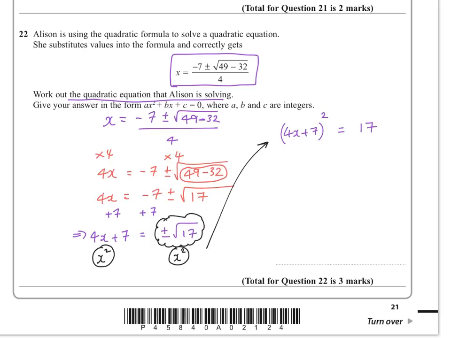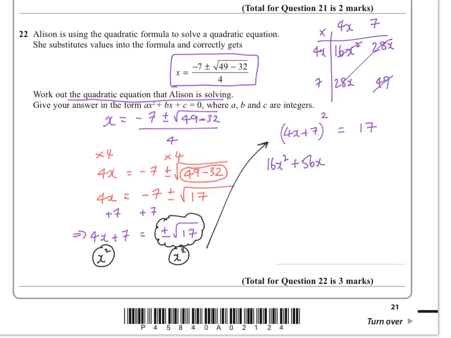Now, what have I got in this situation? Well, I've got 4x plus 7 all squared equals 17. So from here, I can multiply out the bracket on the left-hand side, and let's see what we'd get. You can do a little grid up here. So we'd have 4x plus 7 multiplied by 4x plus 7, and we'd get 16x squared, 28x, another 28x, and 49. So 16x squared plus 56x plus 49 equals 17.